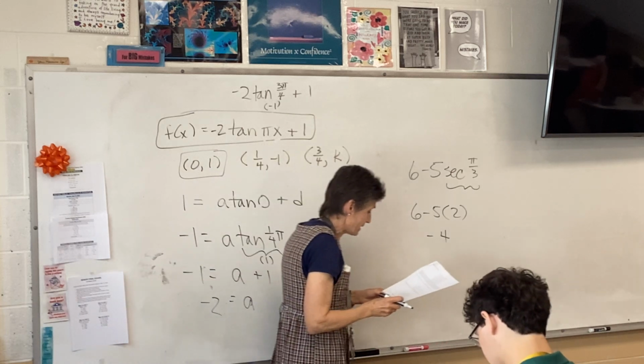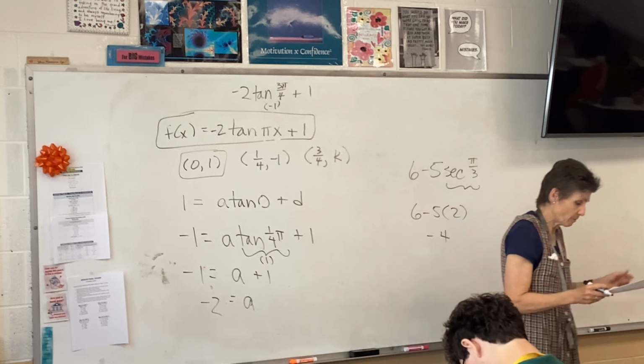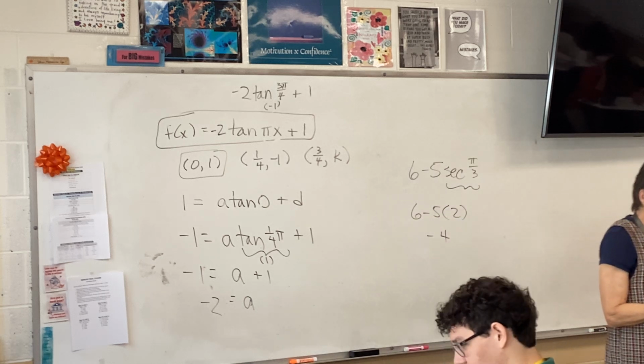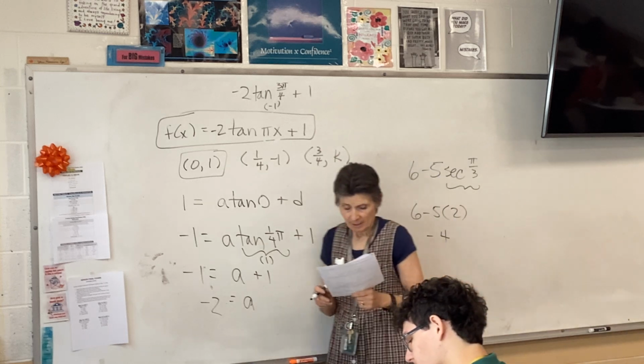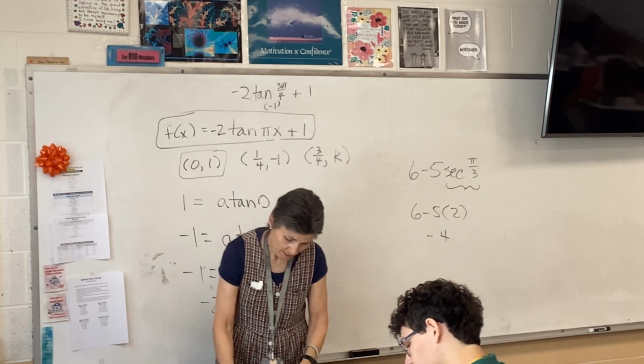Let's go ahead and do C. While we're here, we might as well. From the graph, see if you can find the values of A and B and D so that you can multiply them all together.